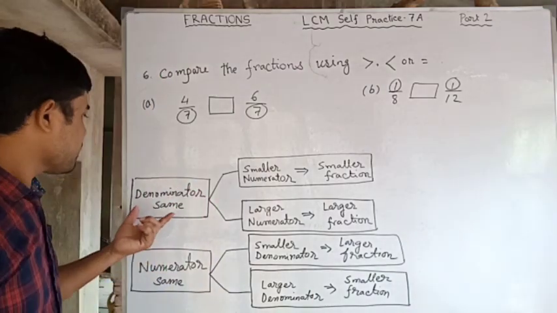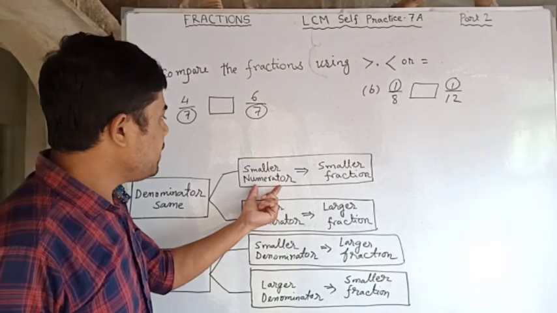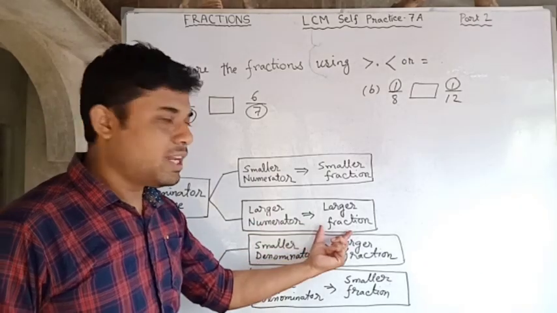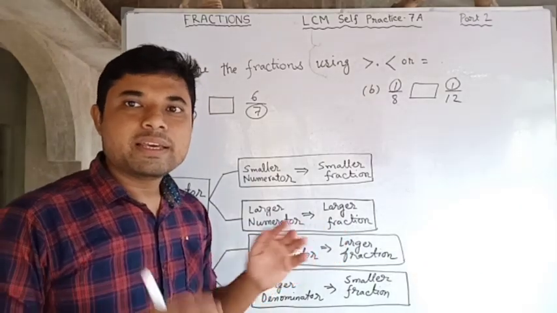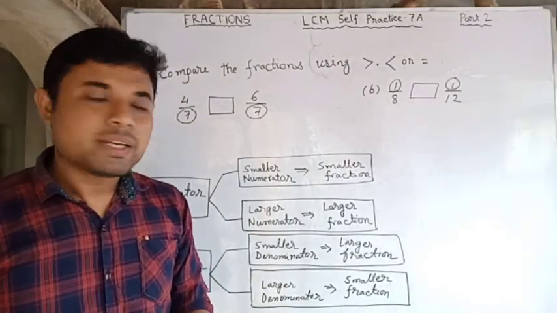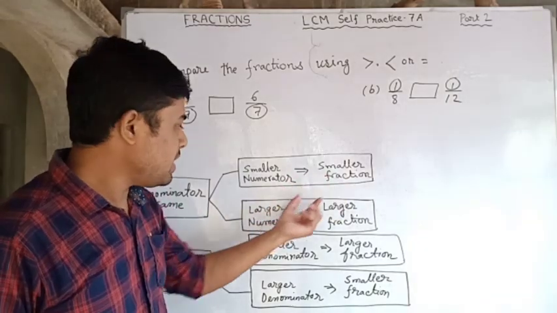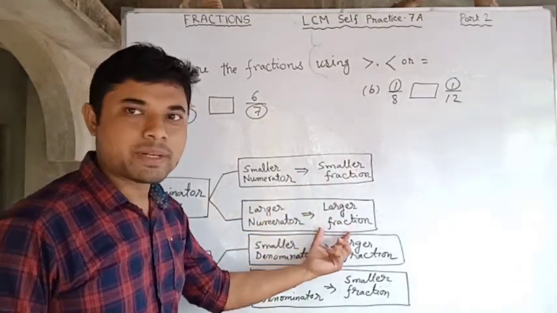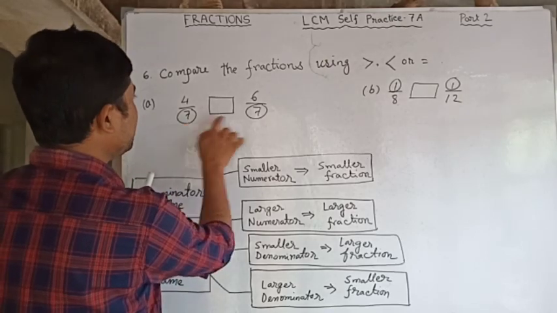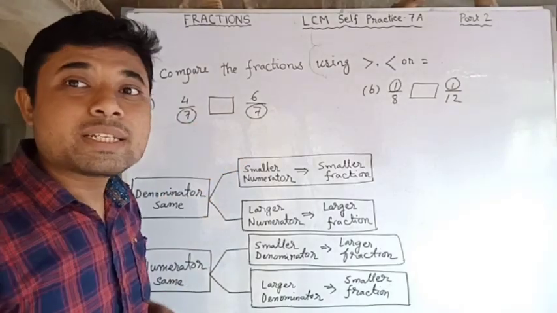So listen here. If the denominator is same, the smaller numerator will be the smaller fraction, the larger numerator will be the larger fraction. Is it clear? Which is same here? Denominator same. Look here, 7 and here also 7, both denominators are same. Okay, so now what will we see?